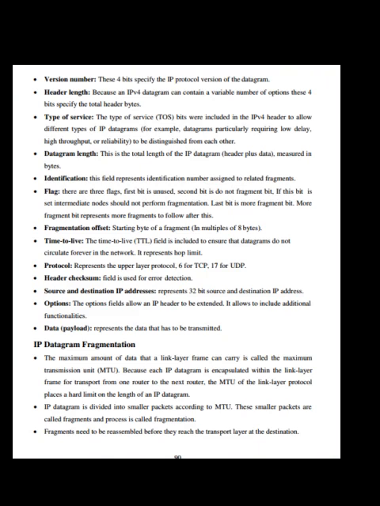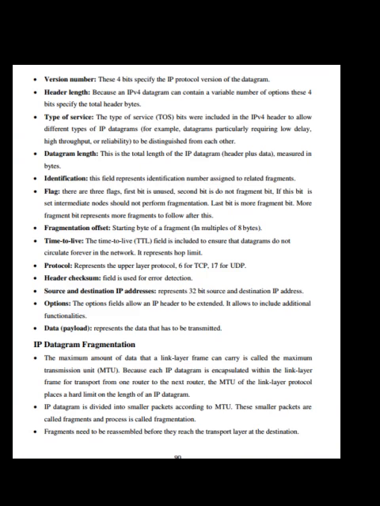Identification. This field represents the identification number assigned to related fragments. Flag. There are 3 flags. First bit is unused, second bit is the do not fragment bit. If this bit is set, intermediate nodes should not perform fragmentation. Last bit is the more fragment bit. More fragment bit represents more fragments to follow after this.